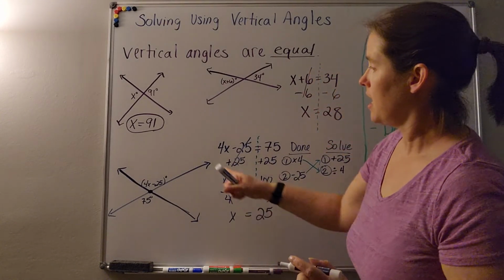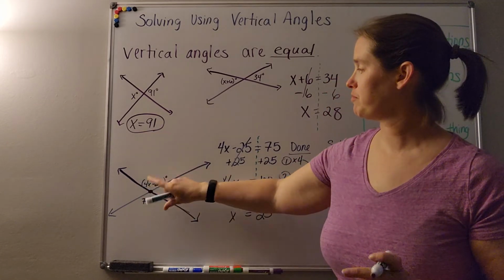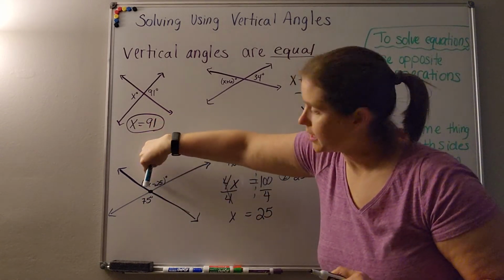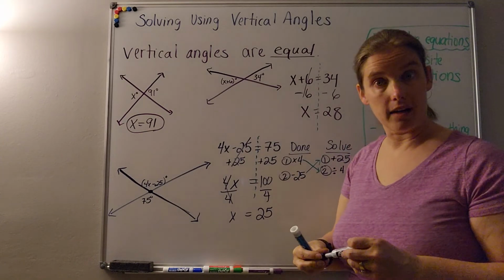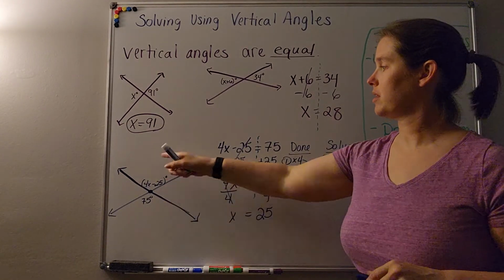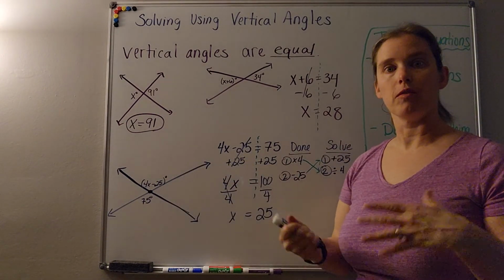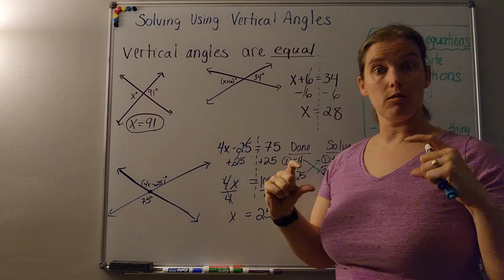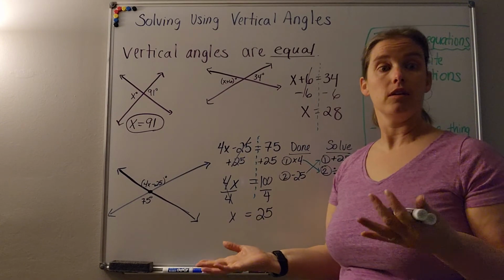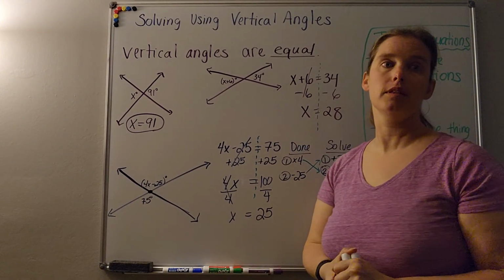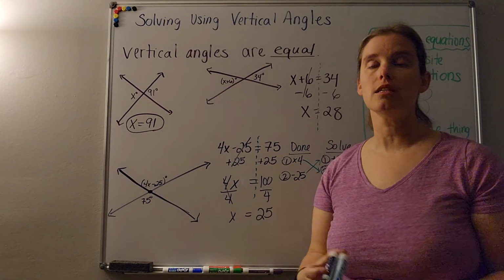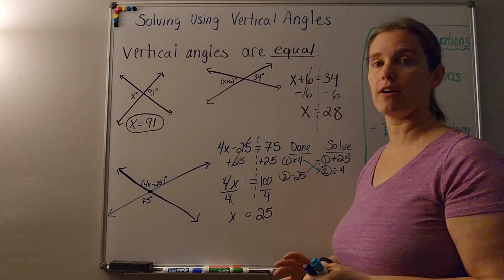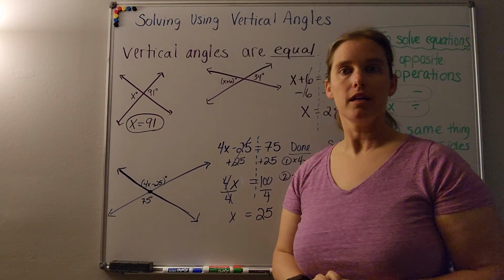So that means for this pair of angles, if I had to plug in x, I'd have to plug in 25 in order to make these two equal each other. So remember, vertical angles equal each other. Set the two pieces equal to each other, solve using our equation solving methods to help you figure out what the missing variable is. All right, time to get to work.